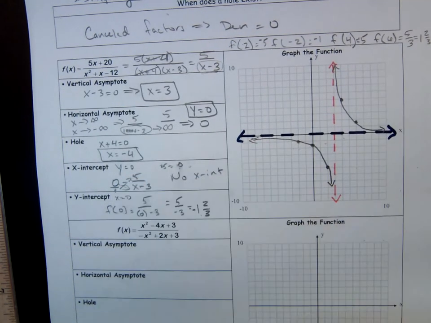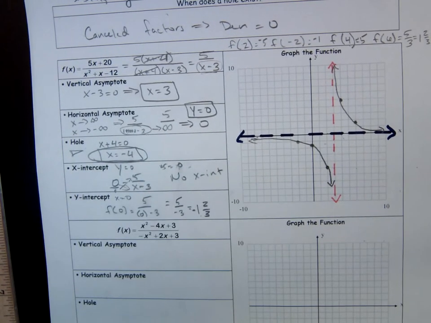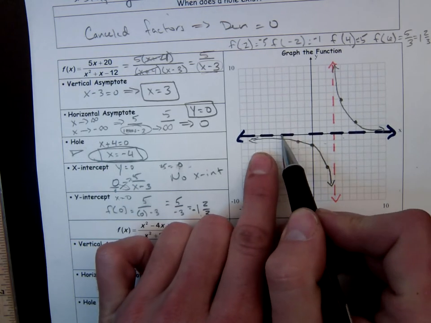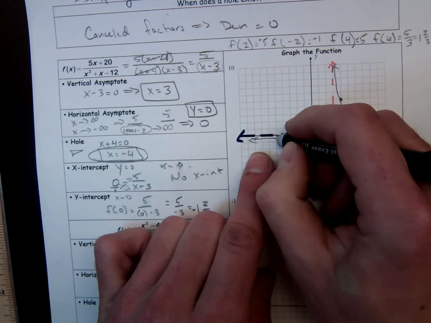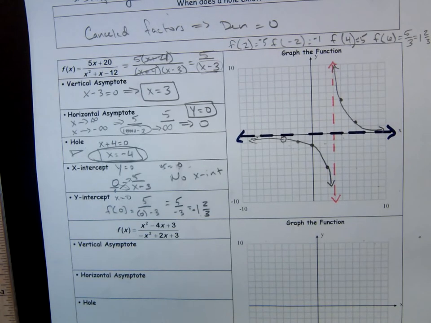Now, there's one thing that I forgot. At x equals -4, my graph does not exist. So I'm going to go over to -4, 1, 2, 3, 4, and I'm going to put a hole there. Now we have graphed our graph. We've planted our house.